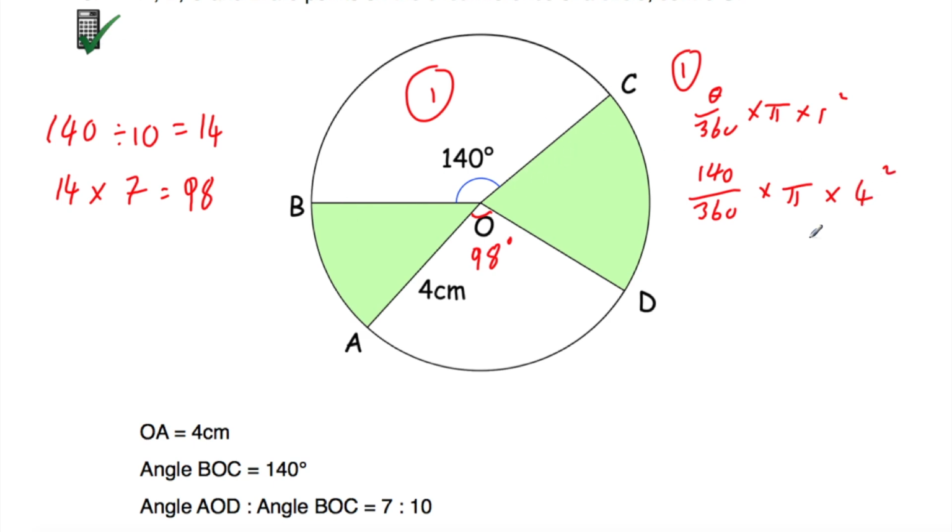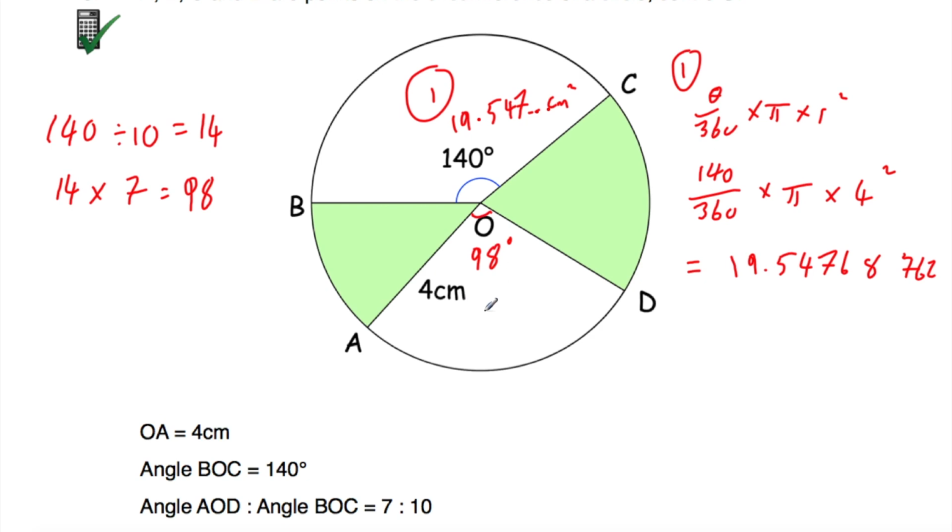And it's a calculator question, so let's work this out. And when we work that out, we get that's equal to 56 over 9 pi, or 19.547688762 centimeters squared. So we've now got the area of this sector, 19.547 and so on centimeters squared. I've just put on those little dots to show that number carries on.